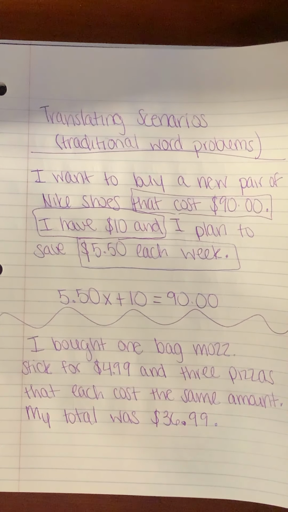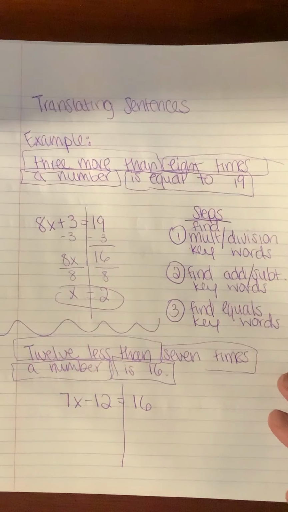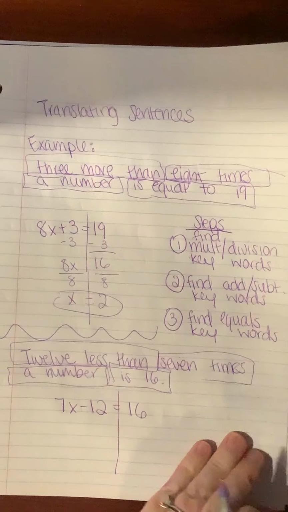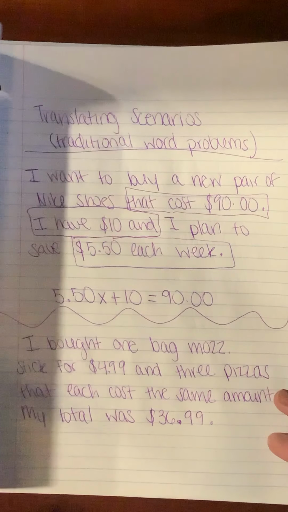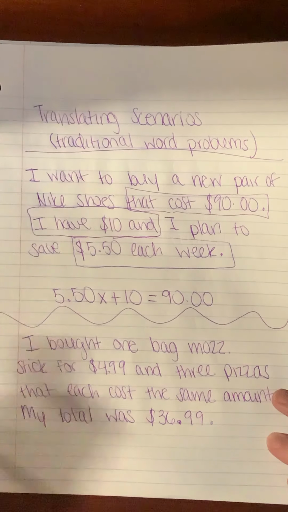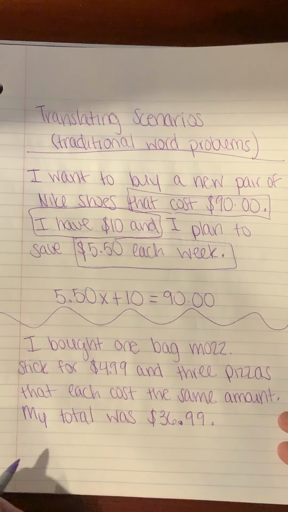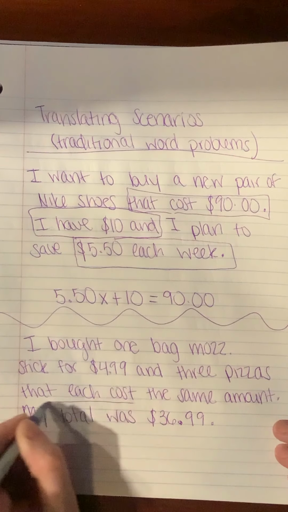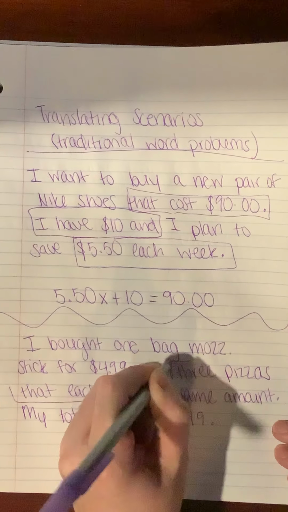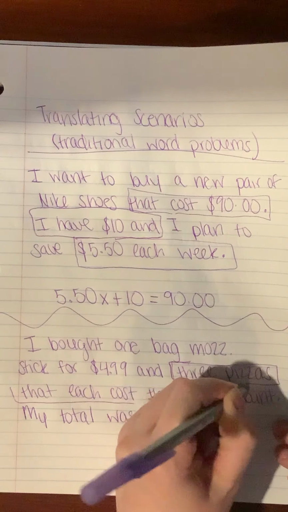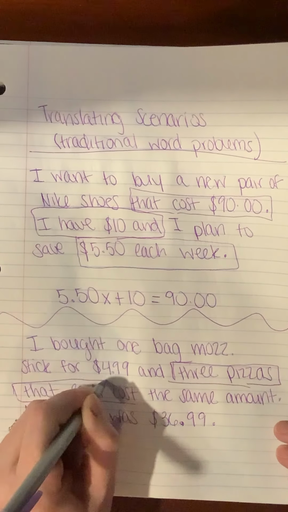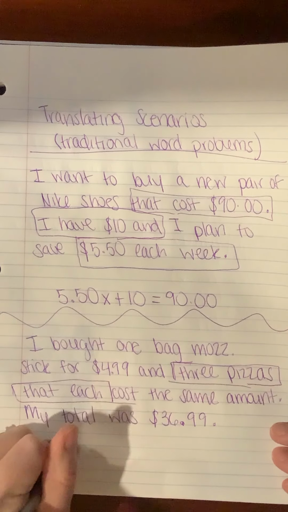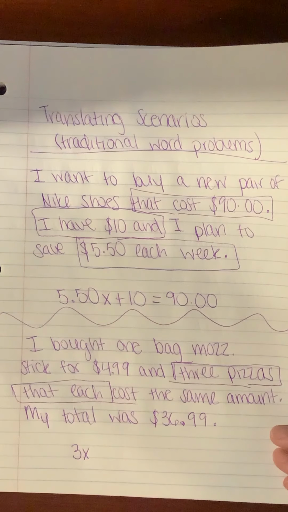Okay, first step, same as before. There are steps. We need to find our multiplication and division keywords. All right, well, I know that I had each in there. So those pizzas, they each cost the same, right? And I had 3 of them. So my 3 pizzas each, so I can write a 3x.